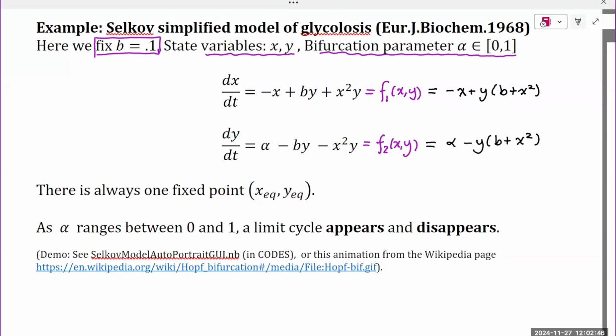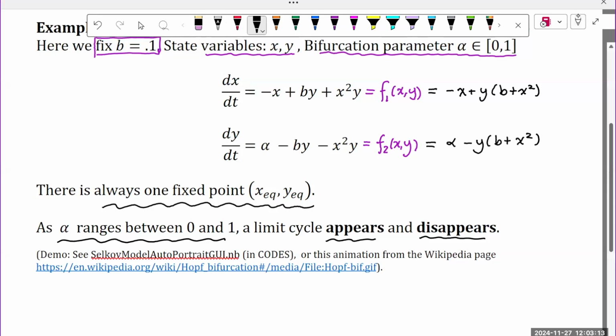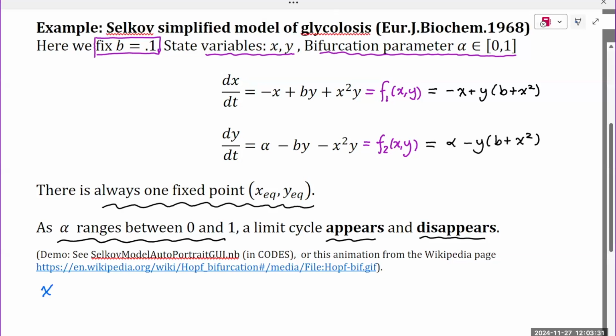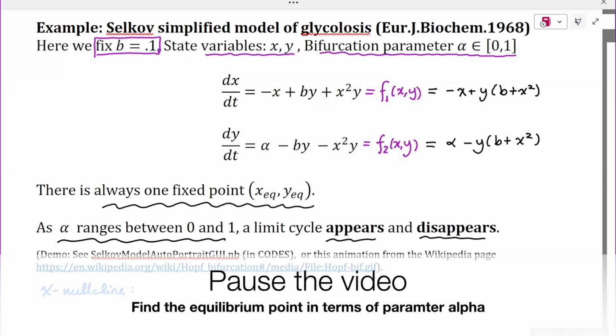It turns out there's always going to be one fixed point in the region in which we're looking. And we're going to see how, as alpha ranges between 0 and 1, a limit cycle is going to appear and then disappear. But first, let's find the location of that fixed point by first finding the x and y null lines. Pause the video and see if you can find the x and y null lines and where they intersect, which will be where the equilibrium point is.